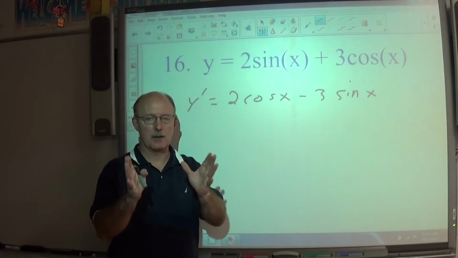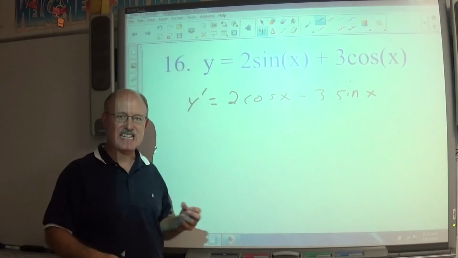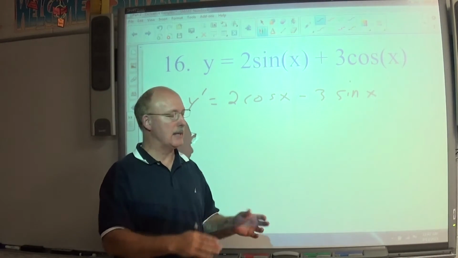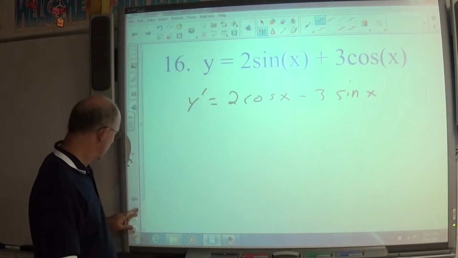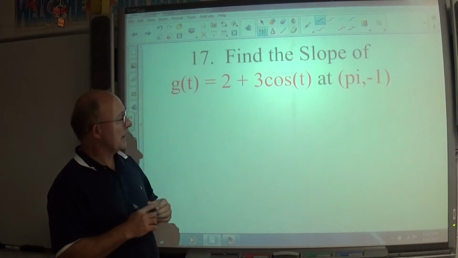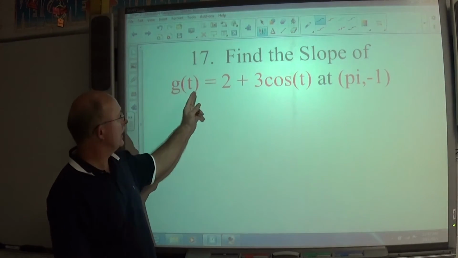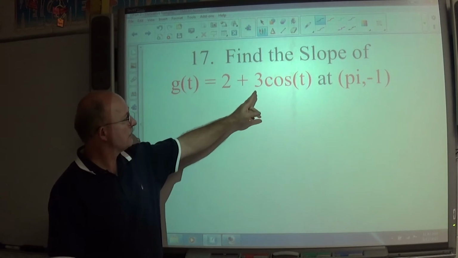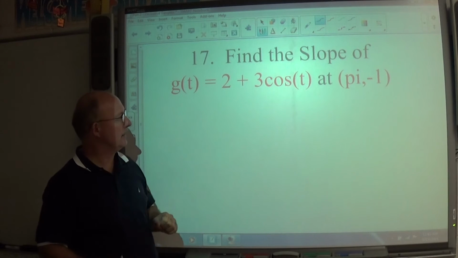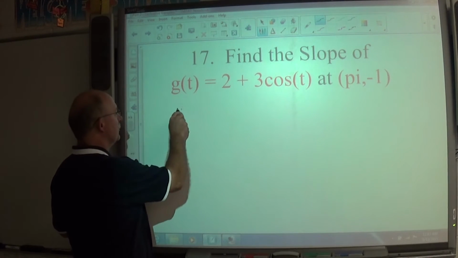Okay, easy. Now you've got to remember, the derivative of sine is cosine, and the derivative of cosine is negative sine. So those two you have to have memorized. And we'll be looking at the other trig functions later. You're going to have those memorized also. Okay, let's look at the next one here. So another trig problem. Now this time, let's see if we can get the slope at pi, negative 1. Now this time we have g of t equals 2 plus 3 cosine t. So we're going to get our slope at pi, negative 1. Now remember, to get our slope is the derivative. So let's get our derivative first.